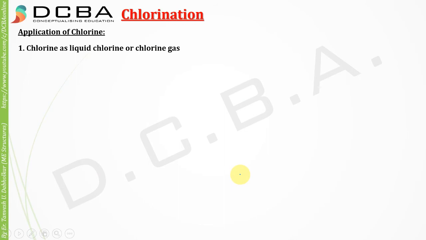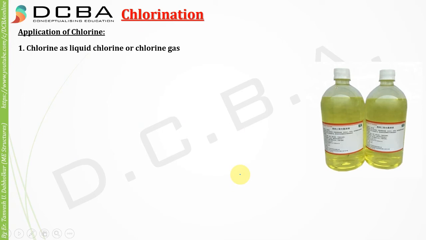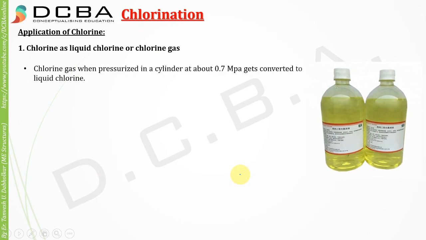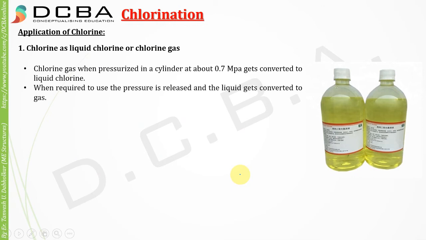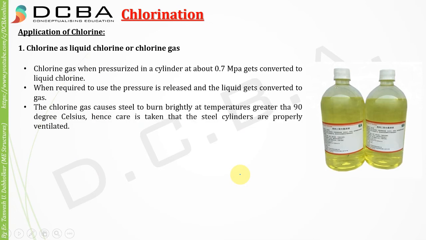Now, how do we apply the chlorine? There are various techniques by which we can apply the chlorine. Chlorine as liquid chlorine or chlorine gas. As a liquid chlorine, we get it in bottles. Chlorine gas, when pressurized in a cylinder at about 0.7 megapascal, gets converted to liquid chlorine. When required to use, pressure is released and the liquid gets converted to gas. The chlorine gas causes steel to burn brightly at temperatures greater than 90 degrees Celsius. Hence, care has to be taken that the steel cylinders are properly ventilated.